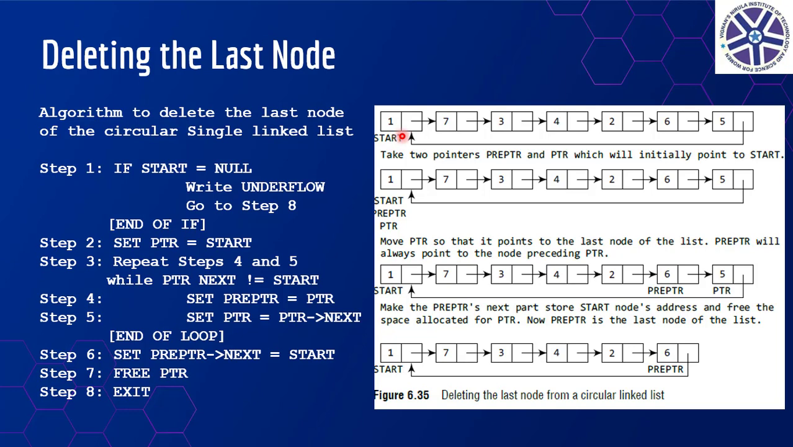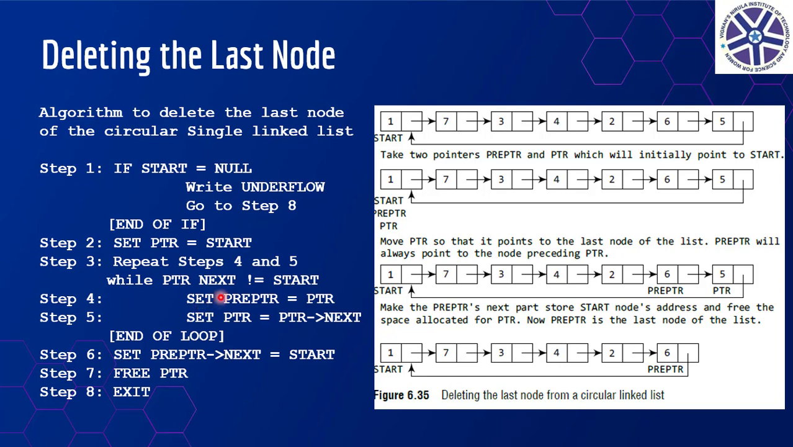How we are going to do that is, here we make use of two pointers. Why? Because we need to address this node as well, right? That's why we need two pointers, which are pre-ptr and ptr. Here in step 2, we are going to initialize ptr to start. Then we are going to repeat steps 4 and 5, these two steps.